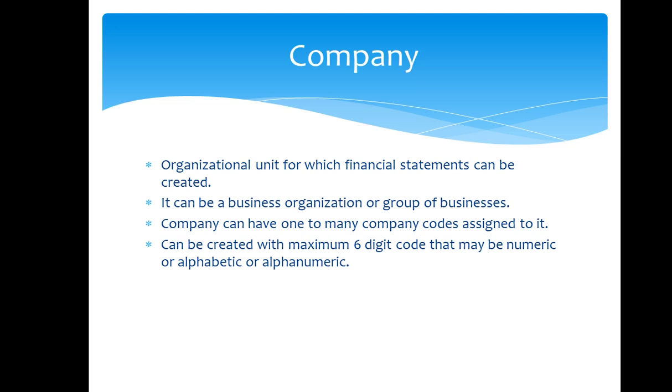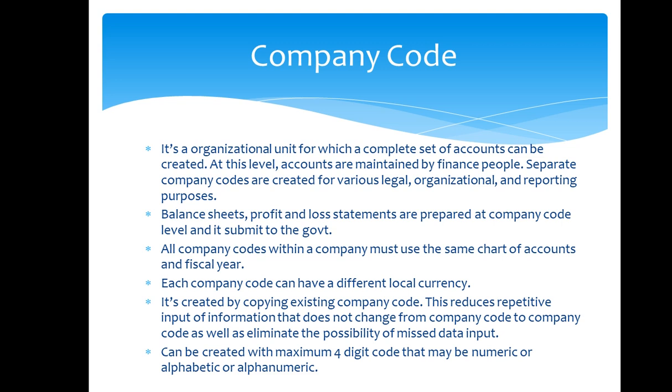The next is company. Company is an organizational unit for which financial statements can be created. For example, Tata, Reliance, this is a company, right? So company means it can be a business organization or a group of businesses. One company can have multiple company codes, and this company we create in a system with a maximum 6-digit code. It may be numeric, alphanumeric or alphabetic.